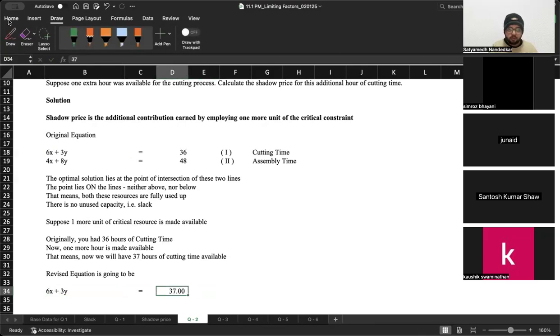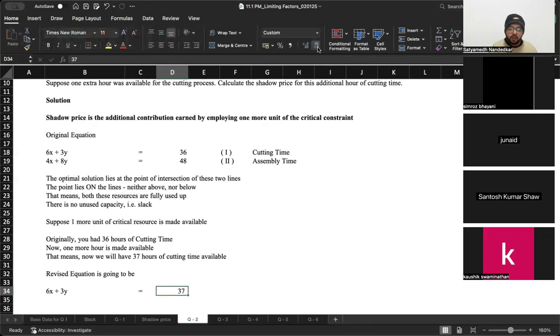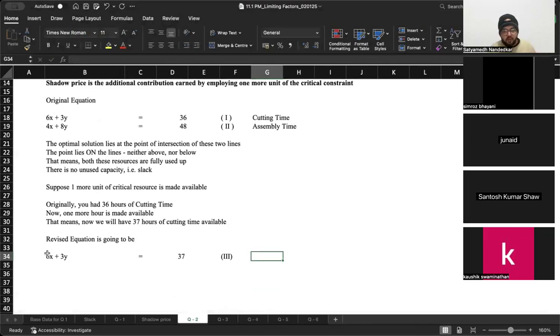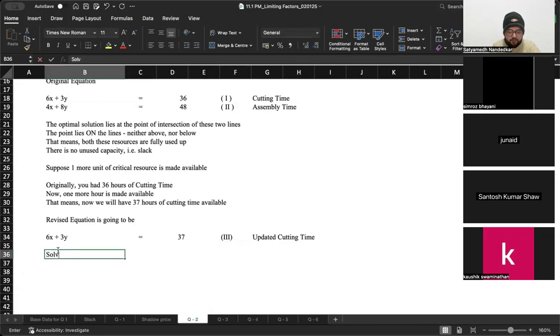Now you have one more hour available of the limiting factor or the critical resource. Let me call it my equation 3. Okay. So now what are the two constraints? You have 6x plus 3y equal to 37, which is your updated cutting time. And you have 4x plus 8y equal to 48. That is the assembly time equation. So solving equations 2 and 3 together.